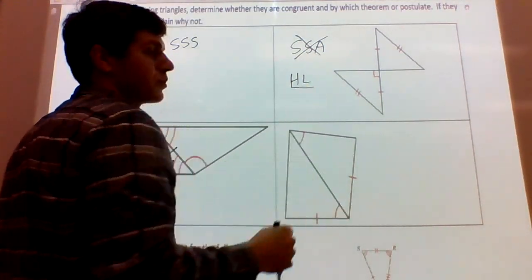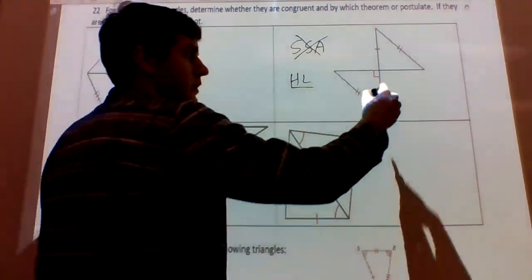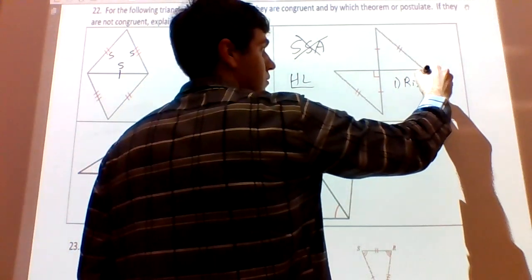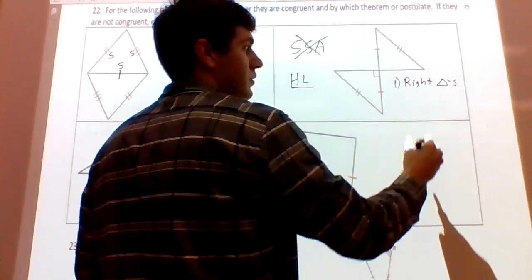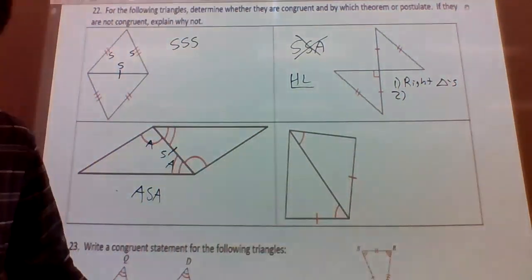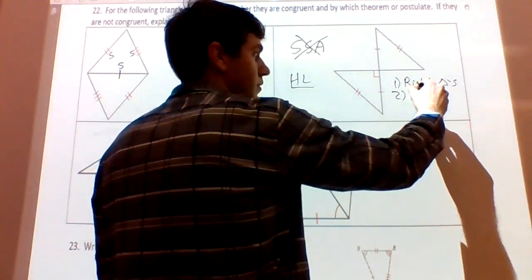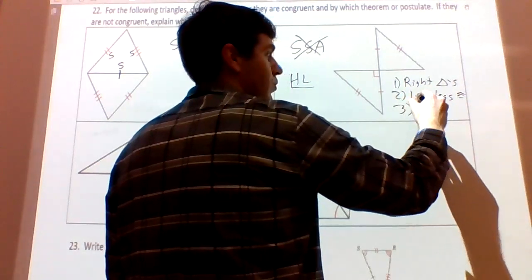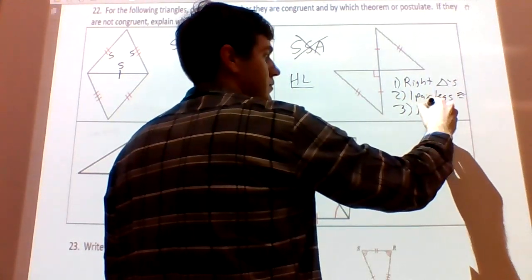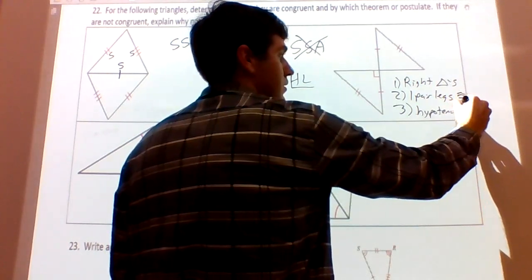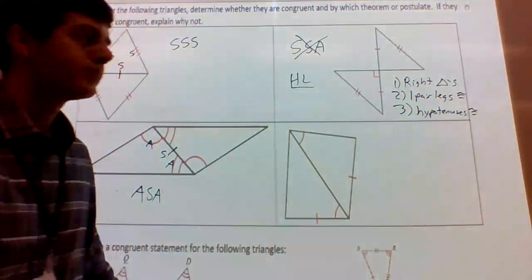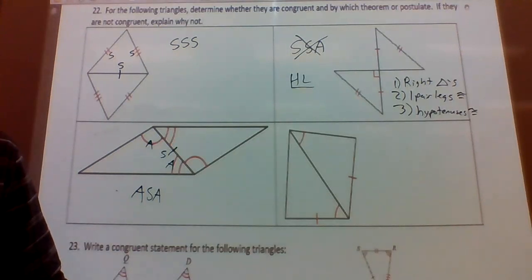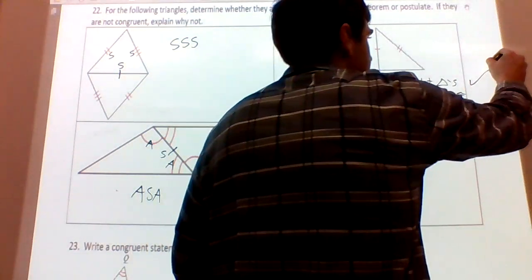Hypotenuse leg theorem requires three conditions for it to be true. One, we need right triangles. Two, we need a pair of legs that are congruent. And three, we need the hypotenuses to be congruent. Okay. Well, do we have right triangles? A right triangle is defined as a triangle that has a right angle. So since we have a right angle, we have a right triangle. So we can check that off.